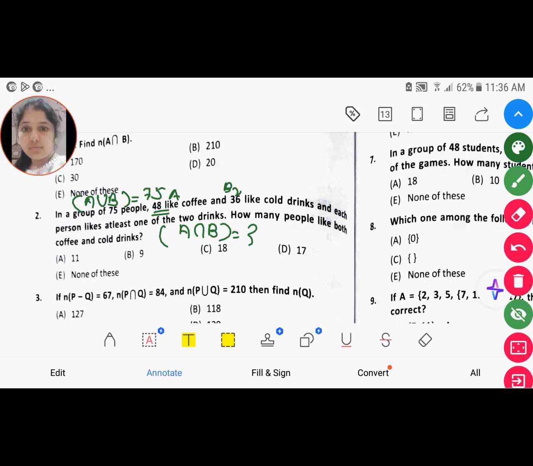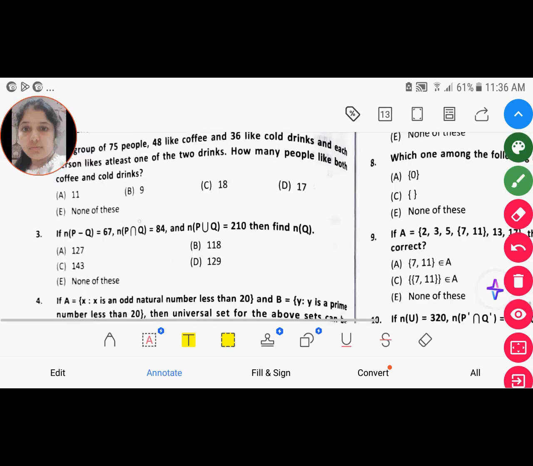Again the same as the previous one, put all the values and solve. 48 plus 36 becomes 84. 84 minus 75, so 9 will be the answer, but you have to solve by the method as we solved in the first example. Okay, now we'll move to the third example.